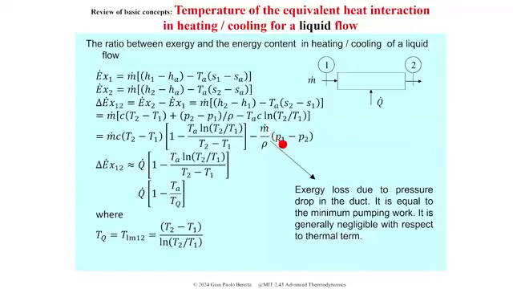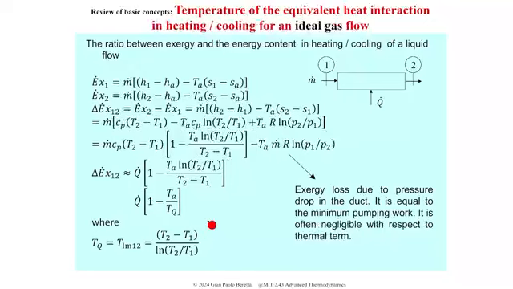Now, if you can neglect this pressure drop, at least with respect to the thermal part of this change in exergy, then you get that your change in exergy is equal to the heat times the Carnot coefficient. And this equivalent temperature TQ is given by the logarithmic mean of the inlet and outlet temperatures. I do the same for the ideal gas.